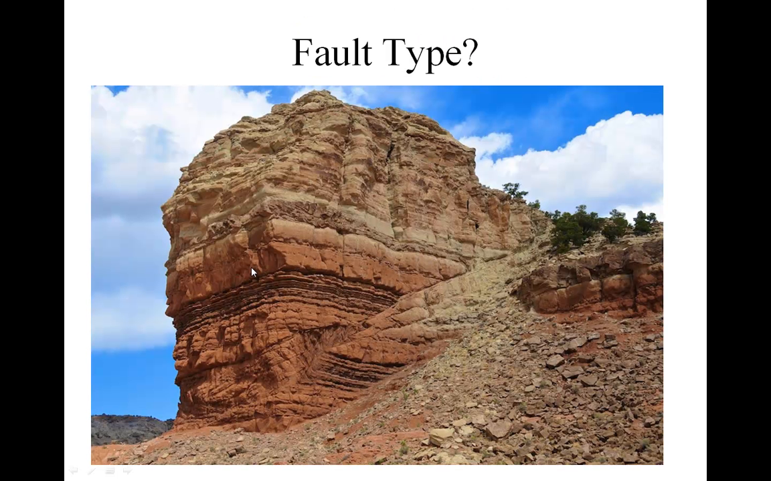Okay, here's another fault type. All you have to do is find the fault. There's one right there. Find the hanging wall and the footwall. Find rock types on both sides. Looks like the hanging wall has moved up. This, of course, would be caused by compression, and this is what's called the reverse of normal. This is a reverse fault.